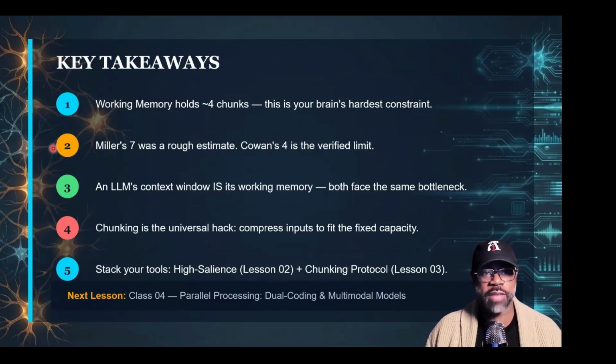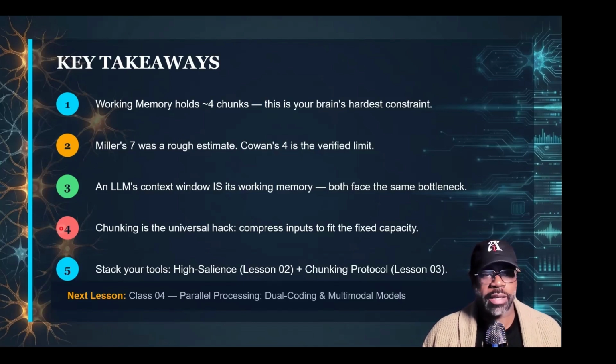Number 2, Miller's 7 was a rough estimate. Cowan's 4 is the verified limit. We initially thought back in the 1950s that 7 chunks was what we could handle inside our brains, but that was updated in 2001 by Cowan. And number 3, a large language model's context window is its working memory, and it faces the same bottleneck as the working memory in our biological brains.